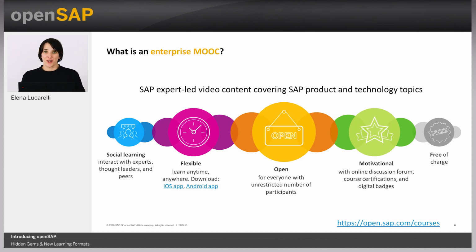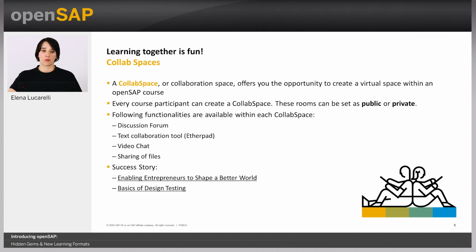And speaking of social learning, I want to show you now one of the hidden gems that our platform offers, and that is the CollabSpaces. So what's a CollabSpace exactly? You have to imagine that it's like a virtual room within the openSAP course. It could be set as private or public, and within this CollabSpace, you will find some different functionalities.